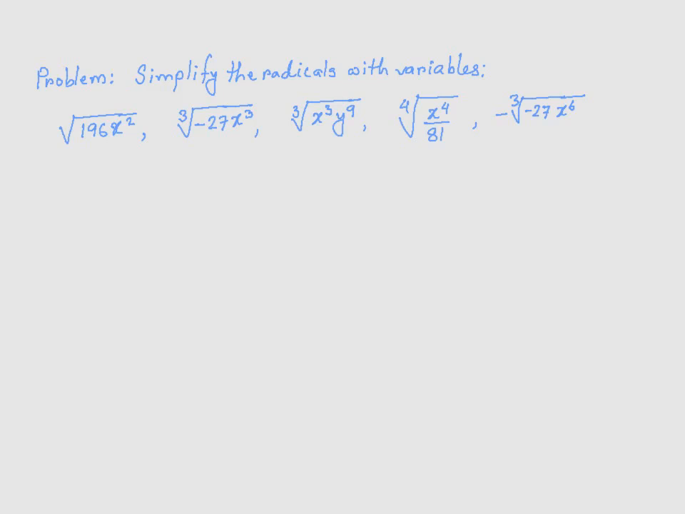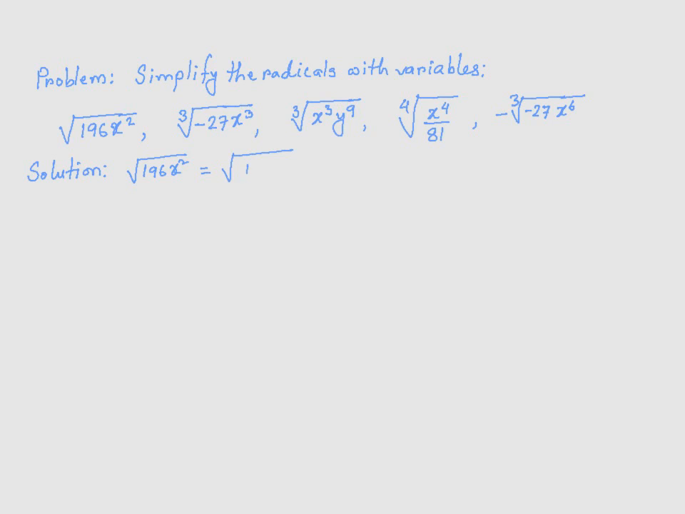In this video, I am going to simplify these radical expressions with variables. Let's start off with the first one, square root of 196x squared. We'd like to find the square root of this. So basically what we are going to do, we are going to express the thing under the square root as a perfect square so that square and square root cancel out.